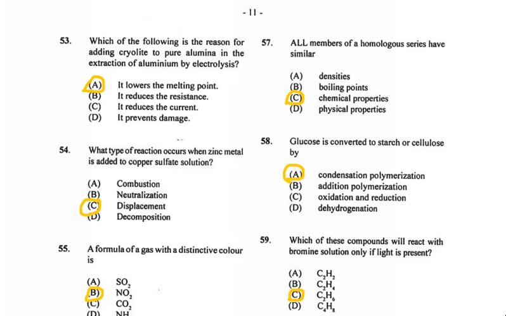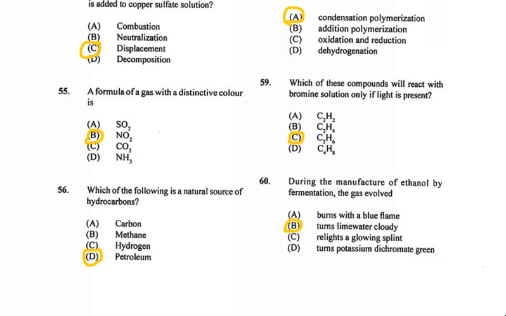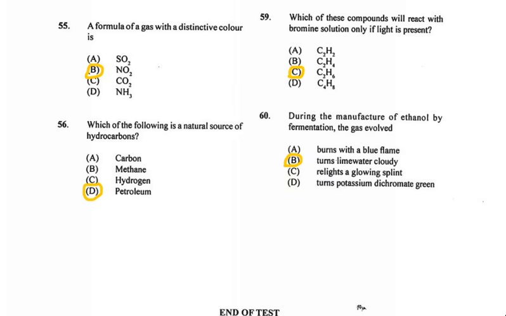Number 57, members of the homologous series have similar chemical properties. Number 58, glucose is converted to starch or cellulose by condensation polymerization. All right, number 59, which of these compounds reacts with bromine solution only if light is present, and it has to do with C, guys, which is C2H6, guys, you know the formula. All right, number 60, during the manufacture of ethanol by fermentation, a gas evolves, and it turns lime water cloudy.